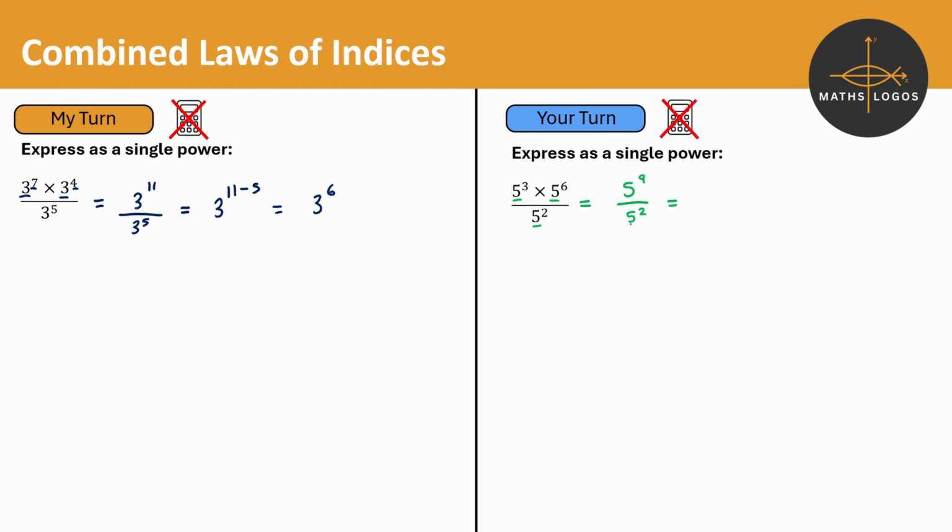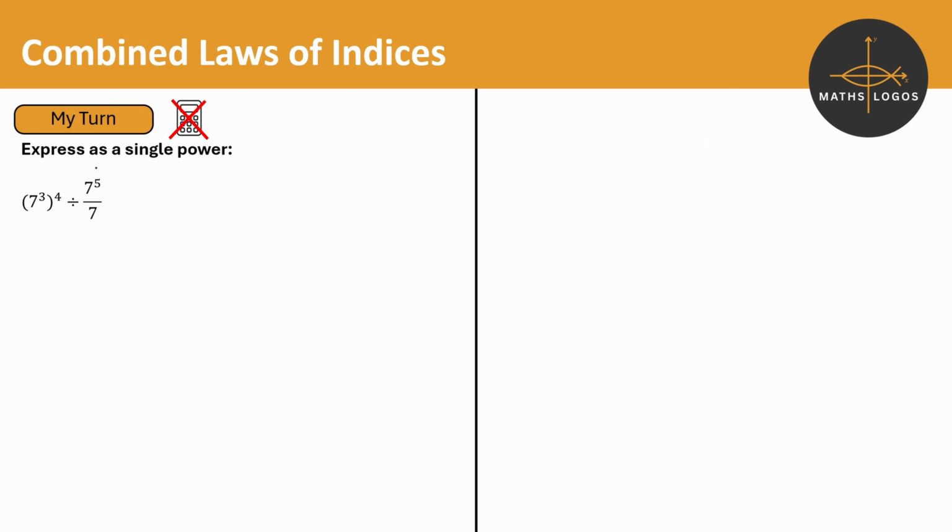Again, same base, and we're dividing. When we're dividing powers with the same base, we subtract the indices. That gives me an answer of 5 to the power of 7. Our next example, same idea, expressed as a single power. Here we have 7 to the power of 3, all to the power of 4, divided by 7 to the power of 5, divided by 7.